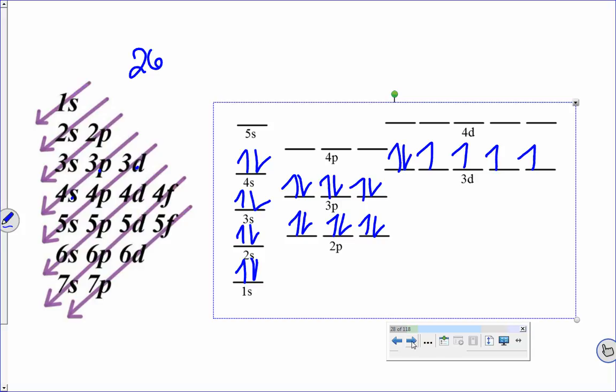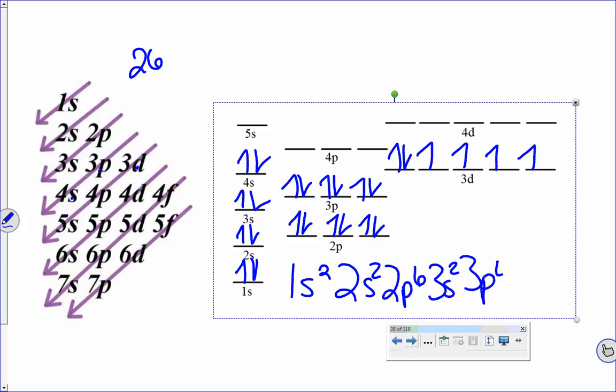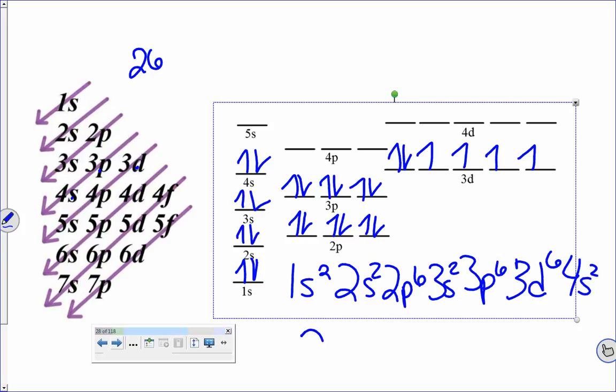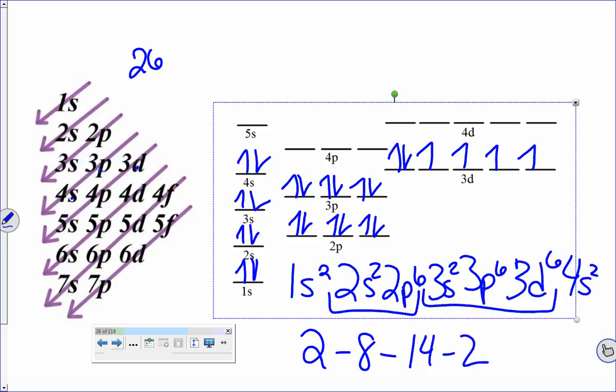So what we see here is we have 1s2, 2s2, 2p6, 3s2, 3p6, 3d, 1, 2, 3, 4, 5, 6. Oh, and 4s2. This is what gives us that Bohr configuration of 2, 8, 14, 2, by adding those numbers together, looking at who's in the same principal energy level. This can be a helpful way of looking at what electron configuration should actually look like, since the Bohr configuration breezes over that a little bit.